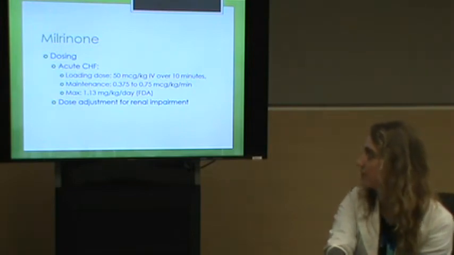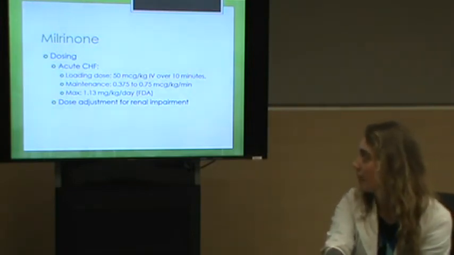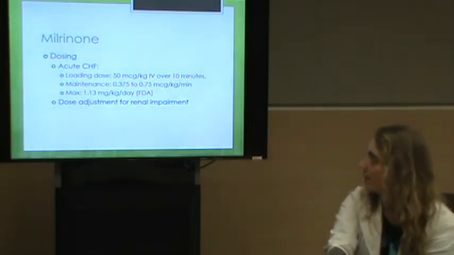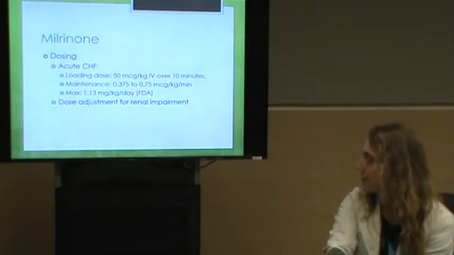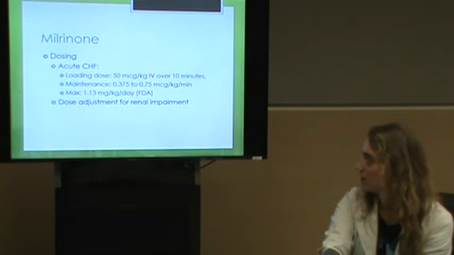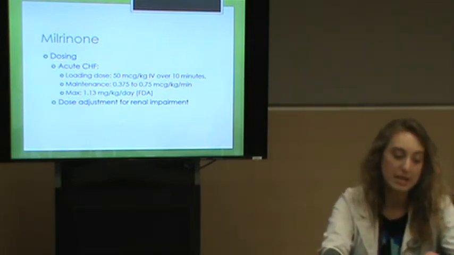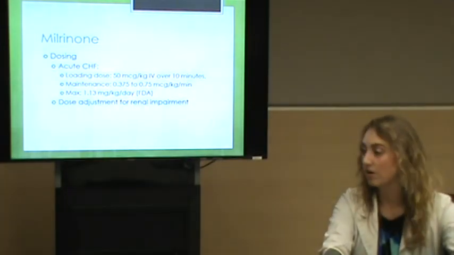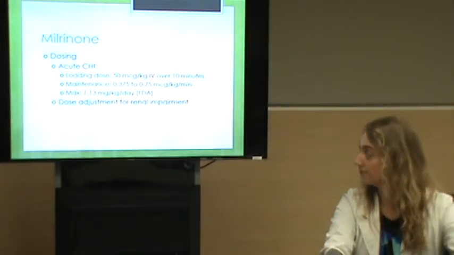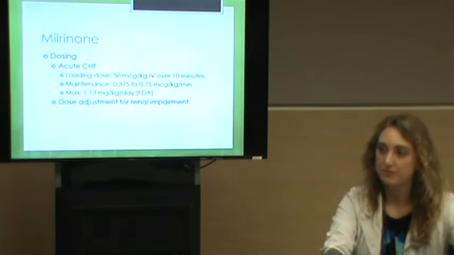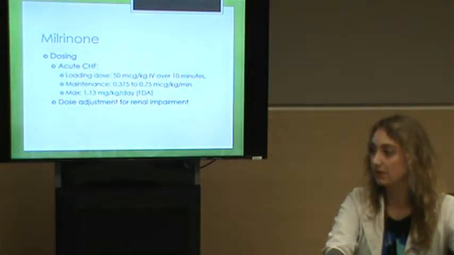The loading dose, you would start with 50 mcg per kilogram IV over 10 minutes, and then you would work to a maintenance range of 0.375 to 0.75. It's important to note you would also use a much lower dose if the person has renal impairment. So the renal impairment adjustments aren't exactly standard. It's not a strict 50%. You would just want to be on the lower side of dosing.